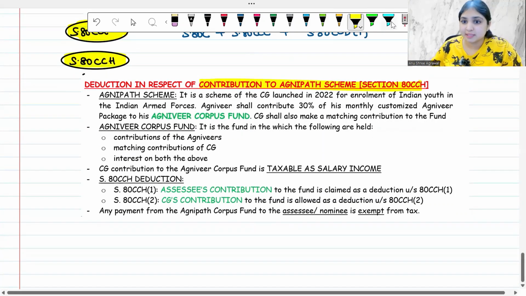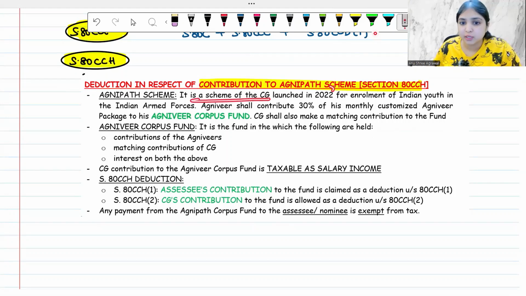Now, what is this Agnipath scheme? It is a scheme of the central government launched in 2022 for the enrollment of Indian youth in the Indian Armed Forces. The Agniveer shall contribute 30% of his monthly customized Agniveer package to his Agniveer Corpus Fund. Central government also shall make a matching contribution to the fund. See, the Agnipath scheme is a scheme brought in by the government to encourage the Indian youth to join the Indian Army.